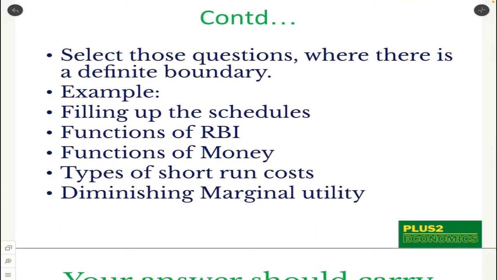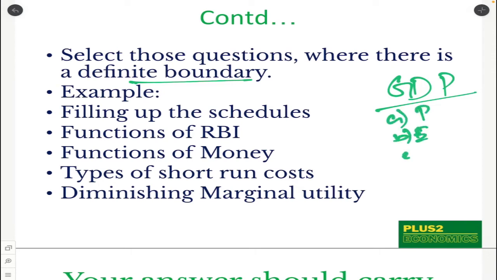Select those questions where there is a definite boundary. For example, write a note on the calculation of GDP. If this is the question asked, this is a very vast question, for the simple reason that there are 3 methods using which we can calculate GDP. There is the product method, the expenditure method, and the income method.